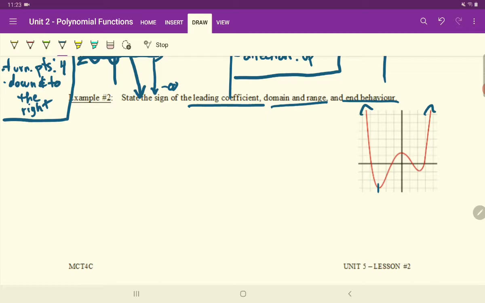Leading coefficient is positive. It's opening up. By the way, when I write the plus sign and then IVE, that means positive. Okay, the domain.